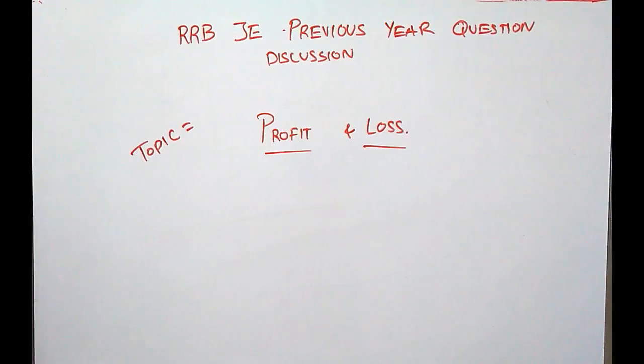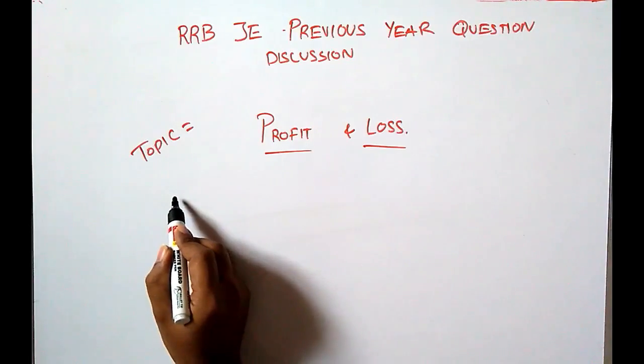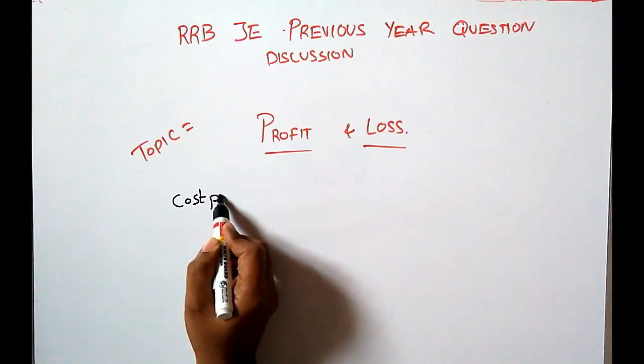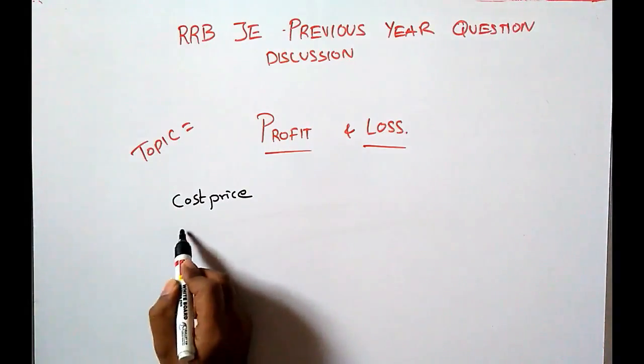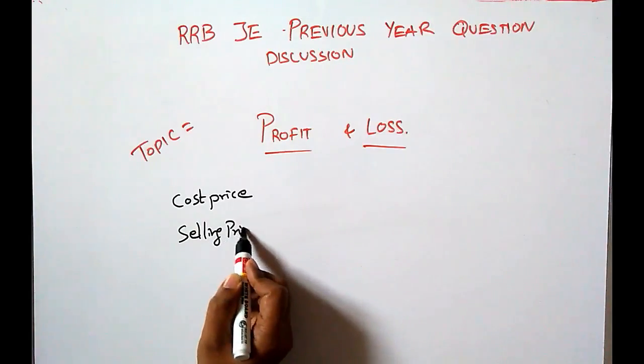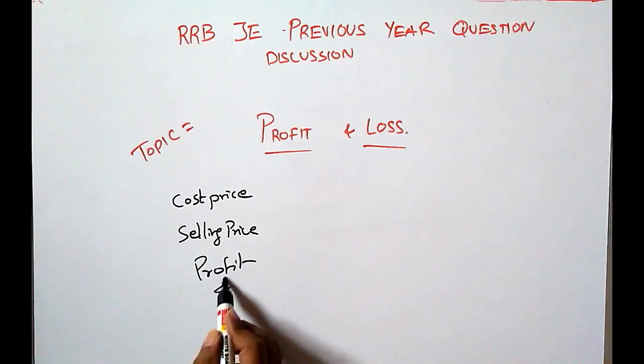Friends, if you come to the topic profit and loss, there are four terms mainly, that is cost price, selling price, profit and loss.